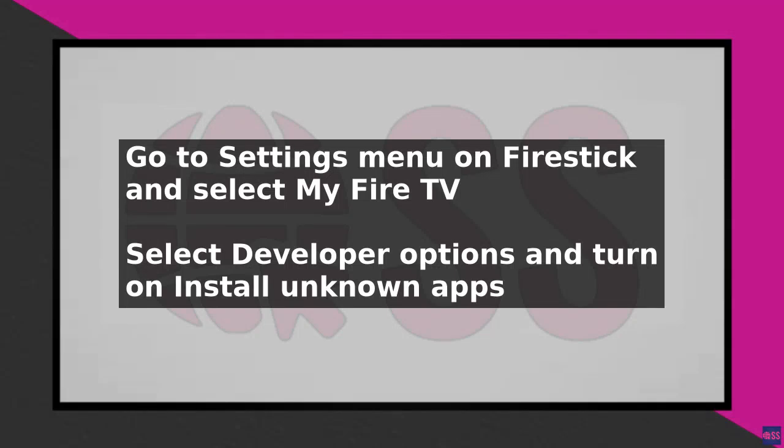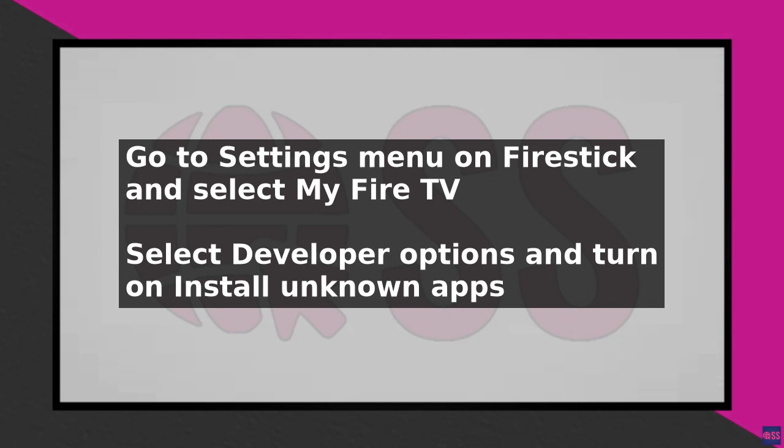To install the TTV APK on Firestick, start by going to the Settings menu on your Firestick. Then select My Fire TV, followed by Developer Options. In the Developer Options menu, turn on the option that says Install Unknown Apps. This will allow you to install apps from outside the Amazon App Store.